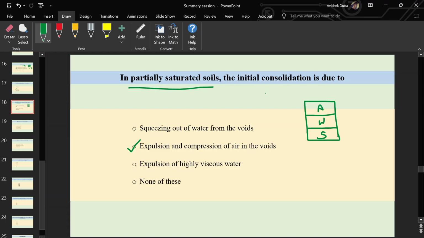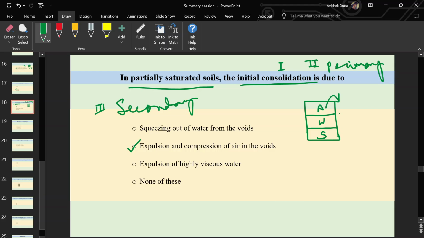So, initial consolidation has three phases. Initial consolidation is the first stage of consolidation. In stage 2, we have primary consolidation, and in stage 3, we have secondary consolidation. Before the water will move out, obviously the air will come out, right? This is phase 1, initial consolidation. Whatever air is trapped in the voids will first come out. The volume starts decreasing and then the water starts to come out in the second stage.